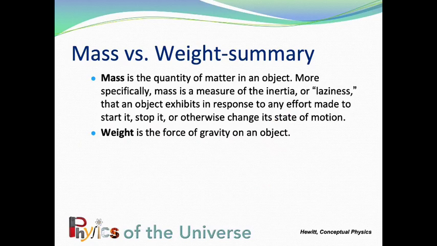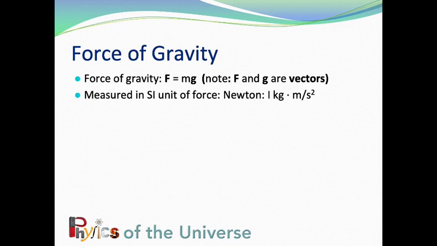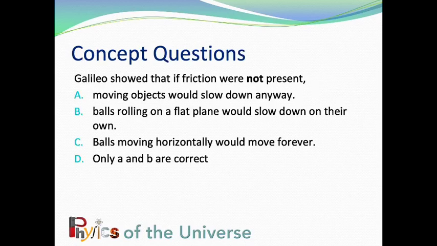So mass is a quantity of matter in an object. It is a measure of the inertia, or how hard it is to get it to move. Weight is the force of gravity on an object. So F equals mg. Notice that force and gravity, acceleration, is a vector. Gravity is down, and it has a value 9.8 here on Earth. SI unit, kilogram meters per second squared.